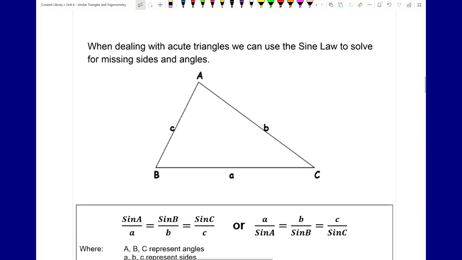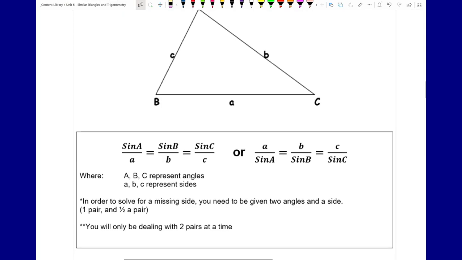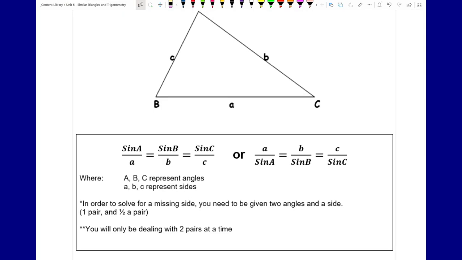And this is what the sine law looks like. Sine A over little a, sine B over little b, sine C over little c, or the reciprocals where everything is flipped and we have the sides on top and the sines on the bottom, or the angles on the bottom. Keep in mind, your capital letters represent angles and your lowercase letters represent sides.